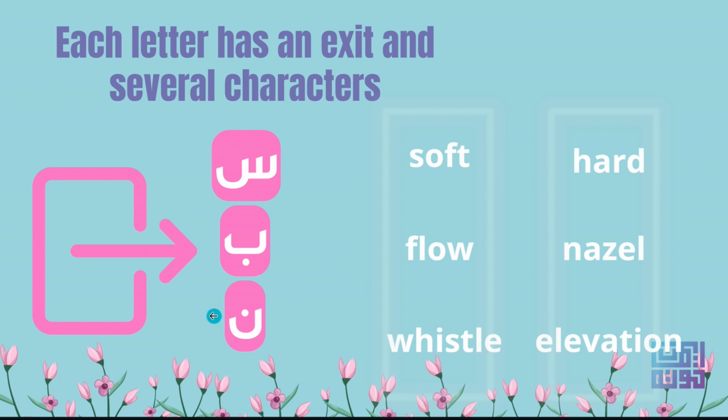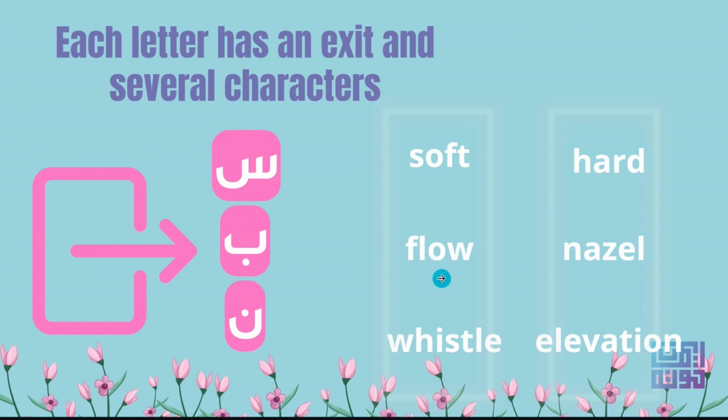Okay, so these letters differed in character also. They have different exits, they emerge from different places, but also they have different characters. Do the letters have characters? Yes, they do have characters. So for example, the letter ba, the character of it when it's pronounced from its makhraj, from its exit, is that the sound terminates, while the seen has a soft character because the sound is running.